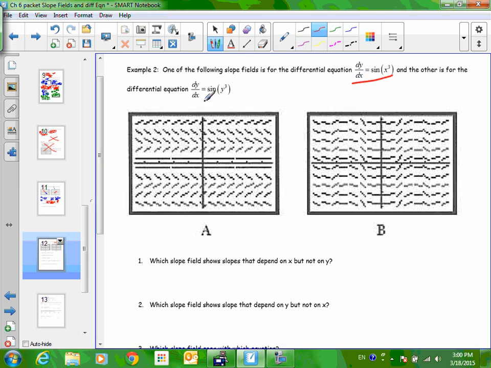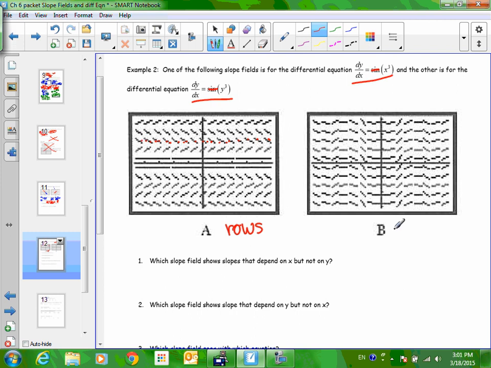Okay, now I have two different ones. Again, with the sine, just ignore the sine if you need to. Do you notice how one of these has rows and one has columns? That didn't happen on every slope field, but it is happening here. See how A has rows? Meaning, every time y is of a certain value, no matter what x is, you have the same slope.